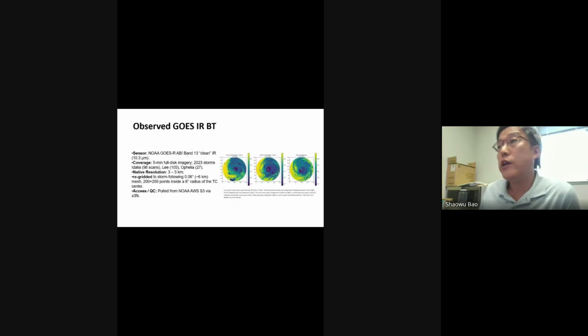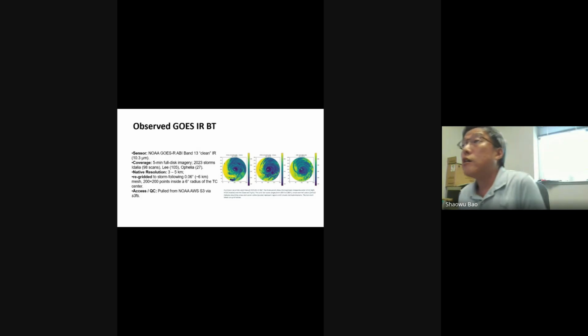So I want to give you an idea of how the data look. You see the three images: HAFS A on the left, HAFS B in the middle, and the observation on the right. These are for a time snapshot for Hurricane Lee.